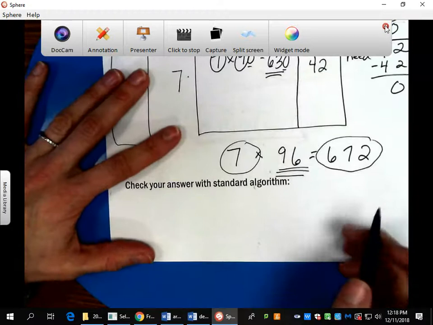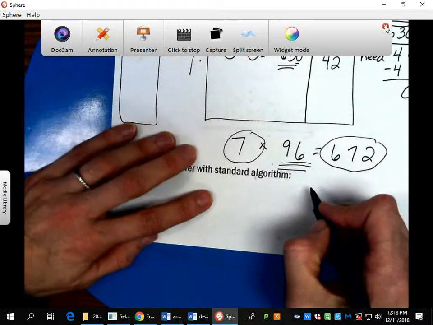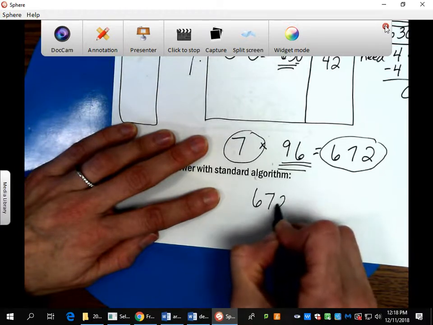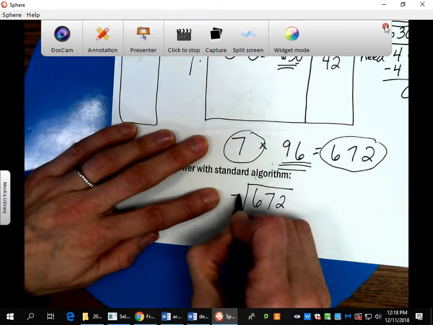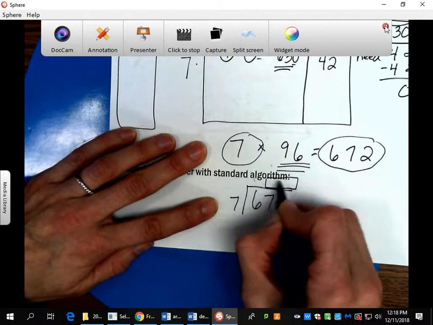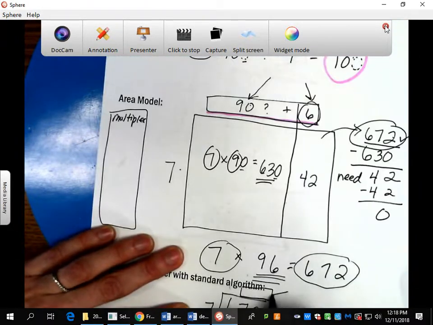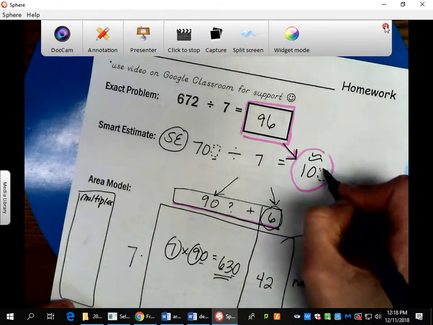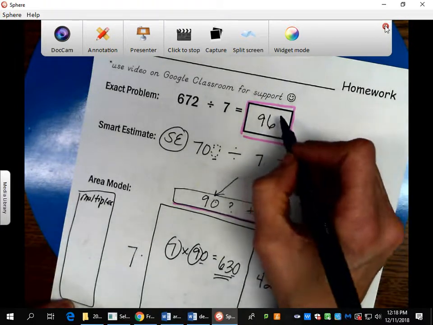Now, I'm not going to do this next part for you. I'm going to have you do this, but checking with the standard algorithm. So I'll just set it up for you. 672 divided by 7, and you're checking real quick to make sure that you get 96 here, okay? Because if you don't, that would be a problem. Also, I want you to check, am I close to my estimate? I said my answer is going to be about 100. Is 96 close to 100?